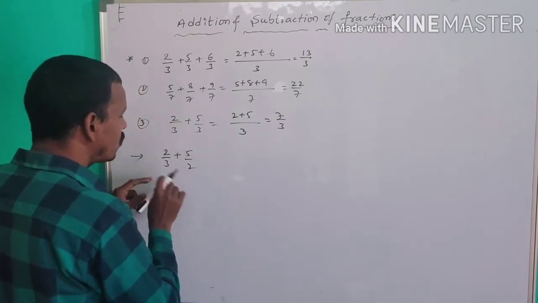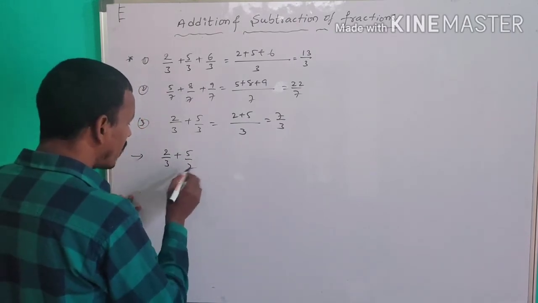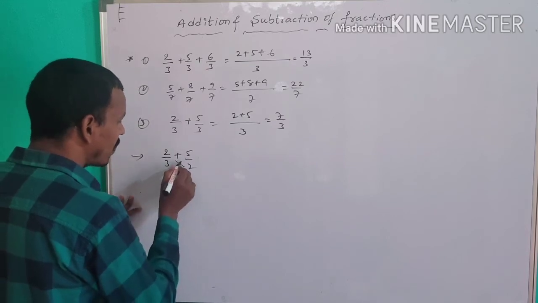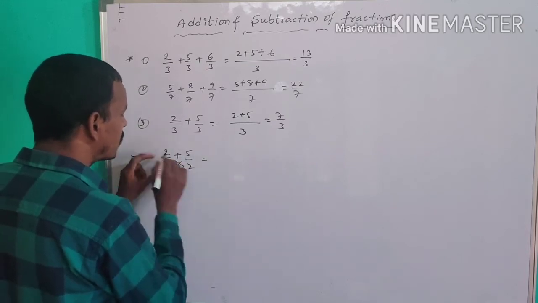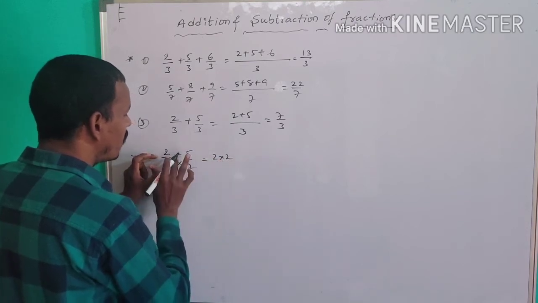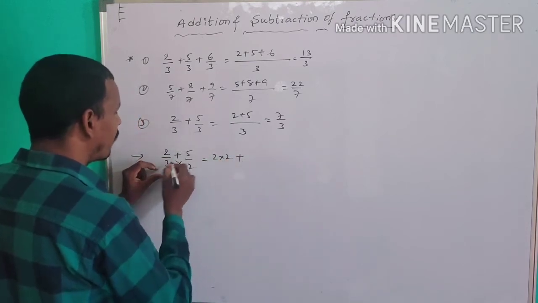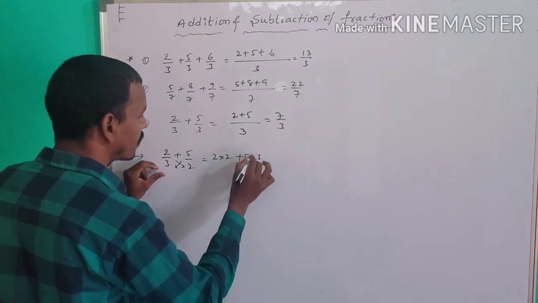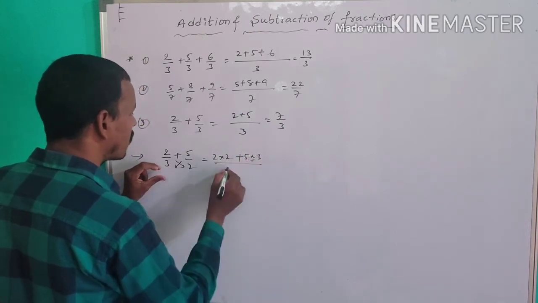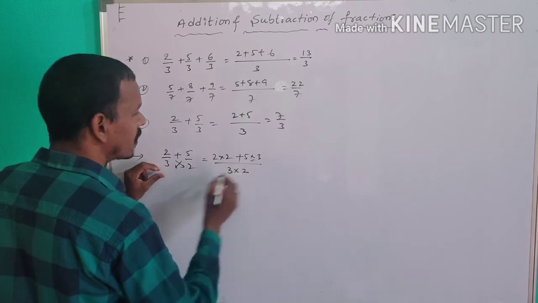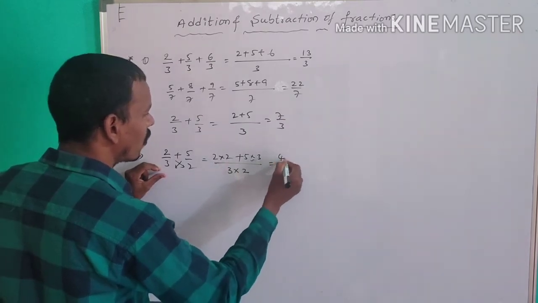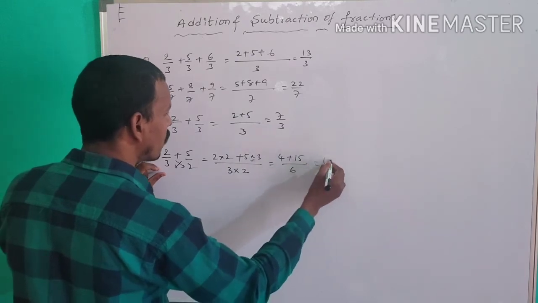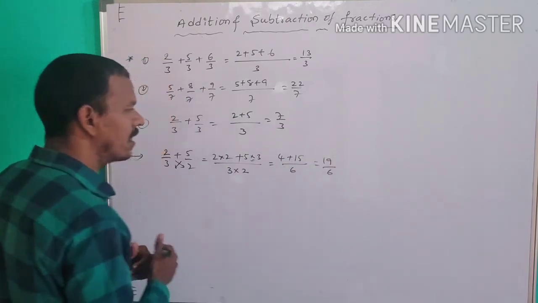Given two fractions, I can follow cross multiplication. So first 2 into 2, and the middle sign is plus, 5 into 3, by the denominators also multiplied. That is equal to 2 2's are 4 plus 5 3's are 15, by 3 2's are 6. 15 plus 4, 19 by 6. It is the answer.